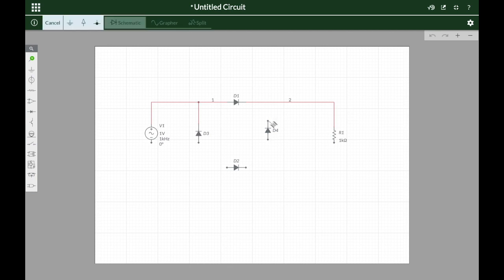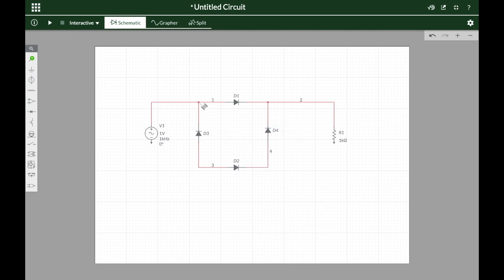Now we will have negative end of D4 connected to negative end of D1, and that will go to one end of RL, that is denoted as R1 over here. We will have positive end of D3 now coming to positive end of D2, and positive end of D4 connected to negative end of D2. Our bridge is now complete.